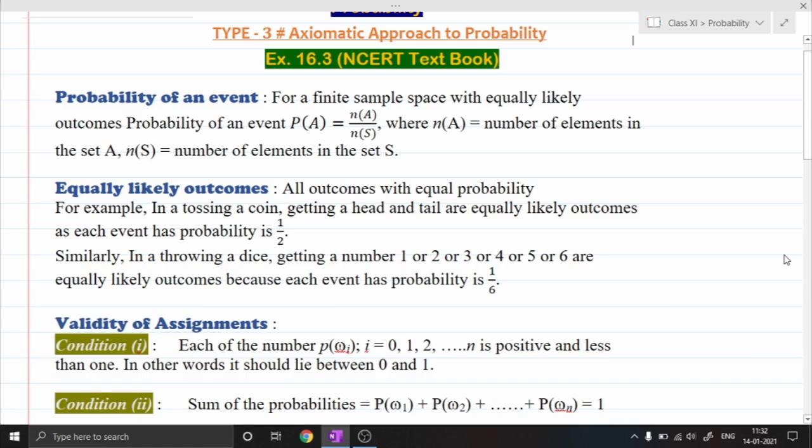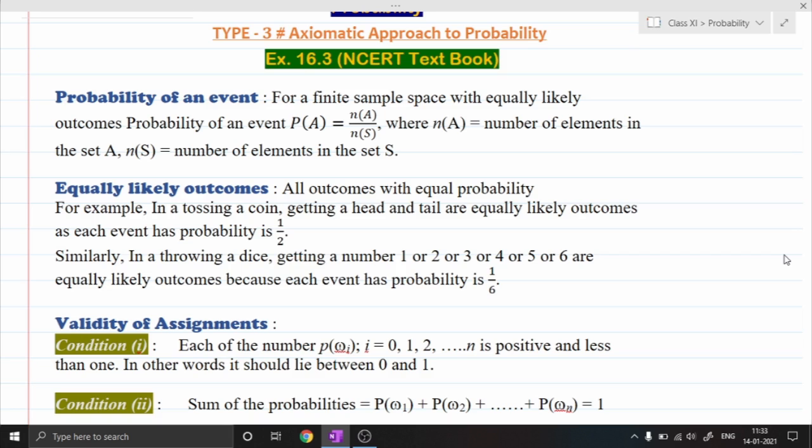Hello students, today I am going to start exercise 16.3. First of all, we shall see some of the definitions given over here. One is the definition of probability of an event, which is already covered in class 9, but it is redefined in class 11 because now we are using the definition in a very different formula.